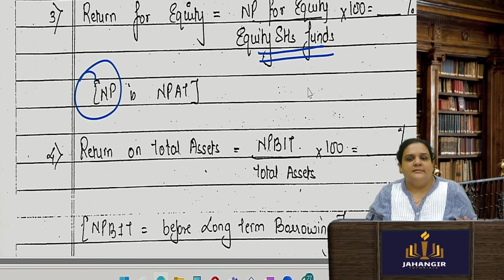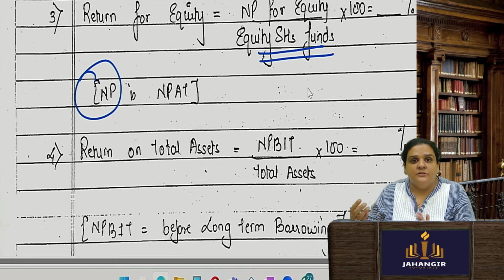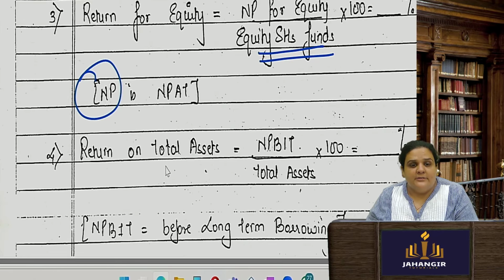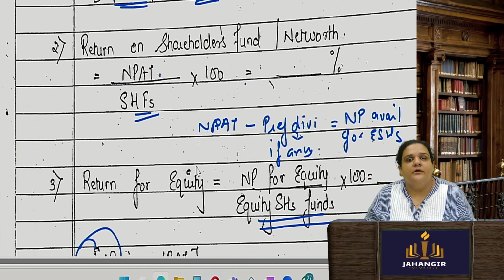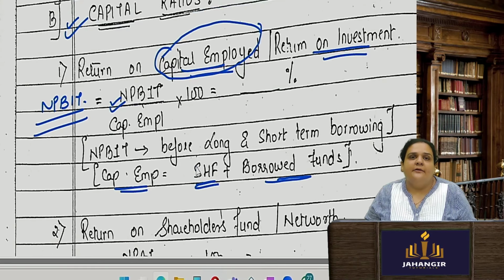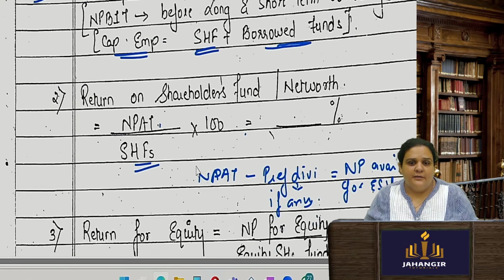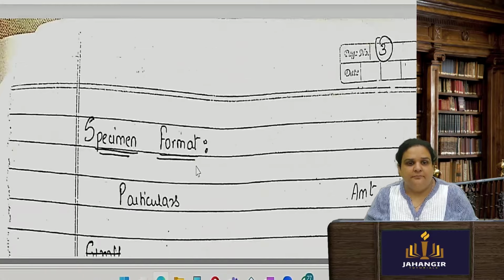Return on total assets, again NPBIT. Entire profit before interest and tax upon the total number of assets which you have taken and kept in your organization and using it over the period of time. So that again in form of percentage. So return on total assets, return on equity, return on shareholders funds, and return on capital employed. Four important capital related ratios, favorite for the institute and their questions.